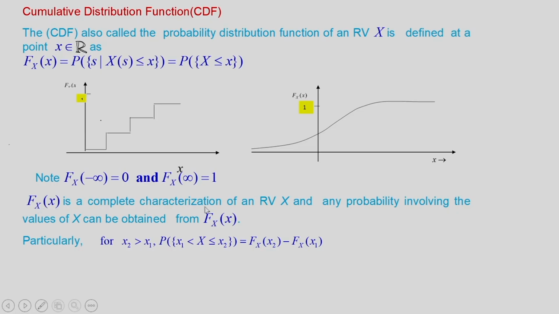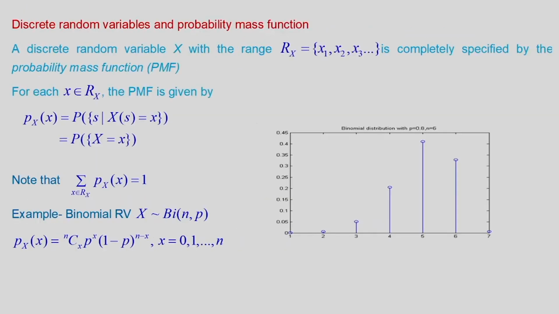CDF is a complete characterization of random variable X, and any probability involving the values of X can be obtained from Fx of x. Particularly, suppose for x2 greater than x1, we are interested to find out the probability that X lies between x1 and x2. This probability is equal to Fx of x2 minus Fx of x1. So, we have discussed CDF, which is a complete description of the random variable.